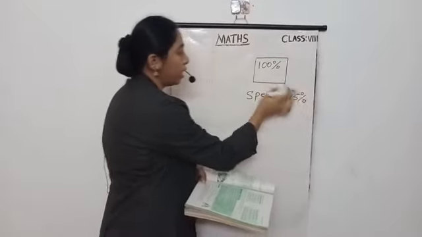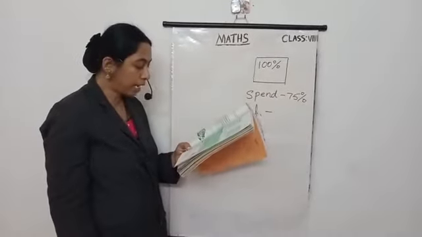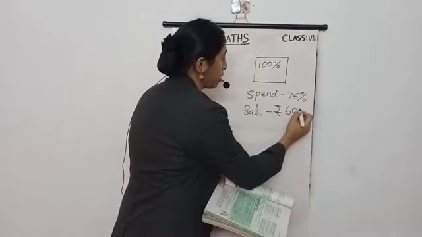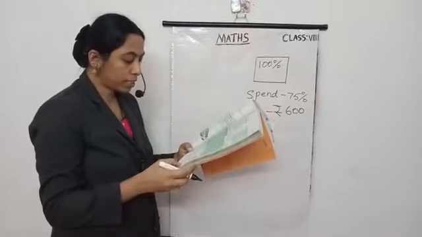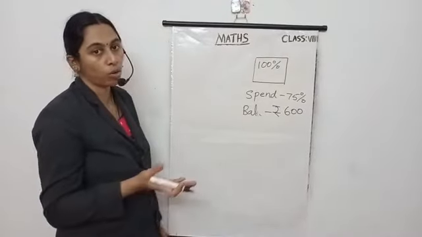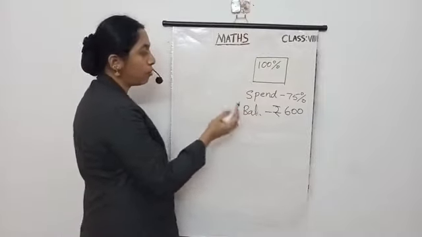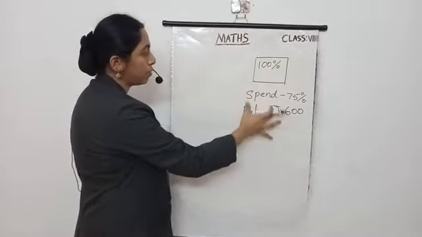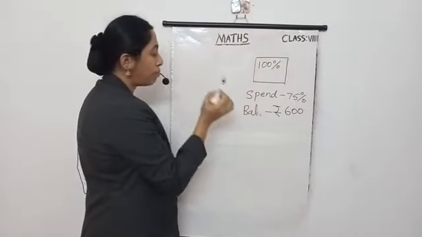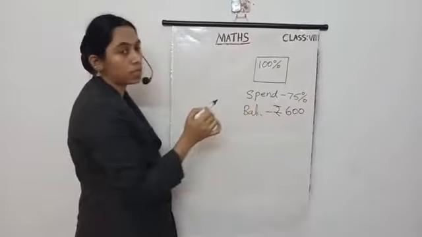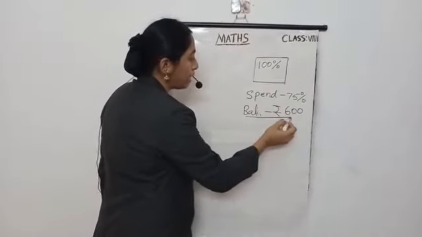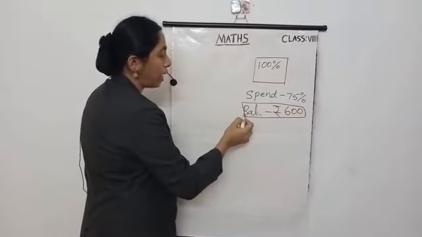75% she spent. And balance in her hand, 600 rupees. How much did she have in the beginning? We need to find the total rupees. So here we make connections with this. She spent 75%, and the balance in her hand is 600 rupees. So first we are going to find the percentage of this balance.